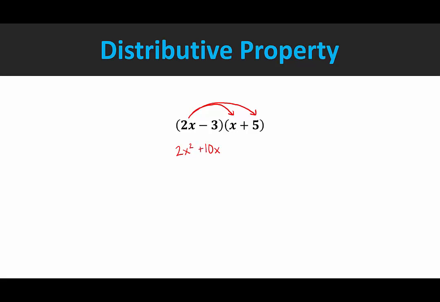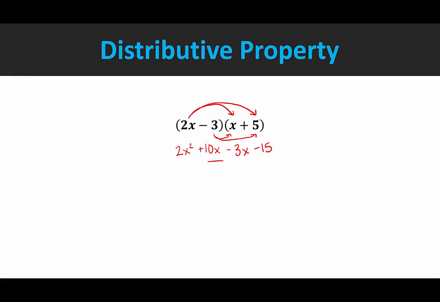Now we're going to draw another set of arrows for the next term, minus 3. He also gets arrows to both of the terms in the second polynomial. Minus 3 times x is a negative 3x, and negative 3 times 5 would be minus 15. That's a look into the distributive property. And then you just need to simplify like we've been doing.